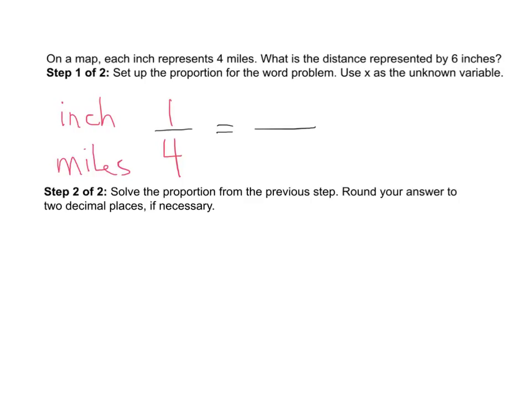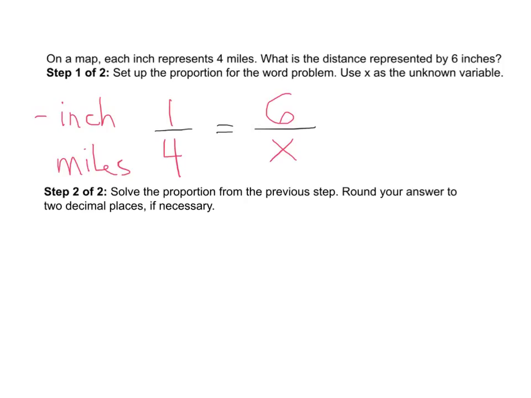And what we're going to do on the other side of the equal sign is, it says, what is the distance represented by 6 inches? So 6 inches, we are going to write that on top since we're putting inches on top. And miles, we don't know how many miles. That's what we're asked. What is the distance? And we're going to use x to represent the miles for 6 inches. Okay, so that'll be the first part. You'll actually just plug those numbers in. 1 on top, 4 on bottom, 6 on top, and x on bottom.